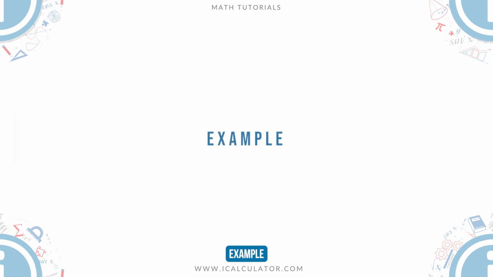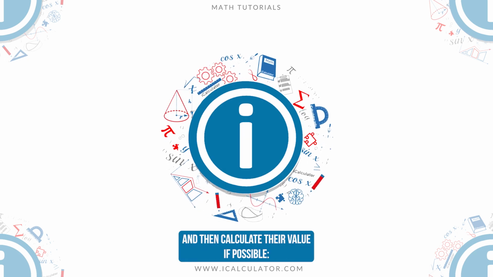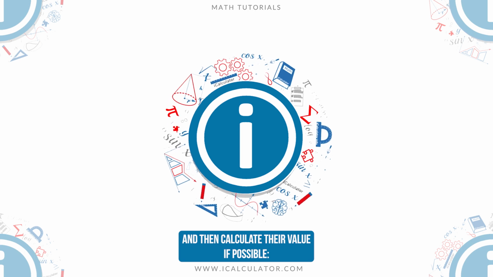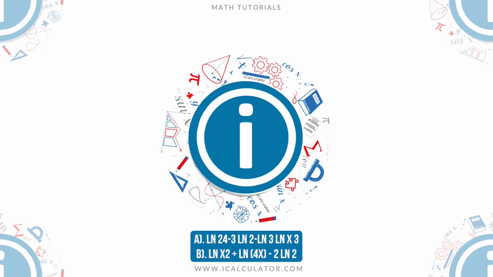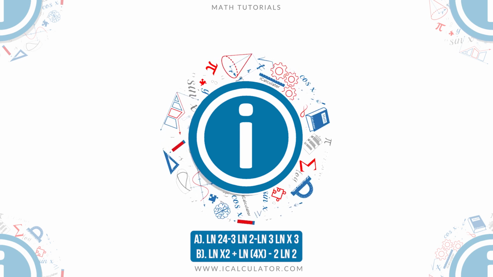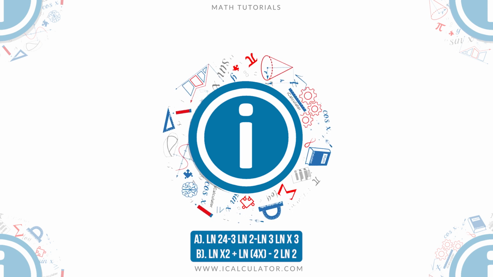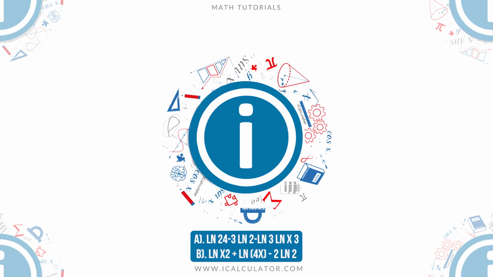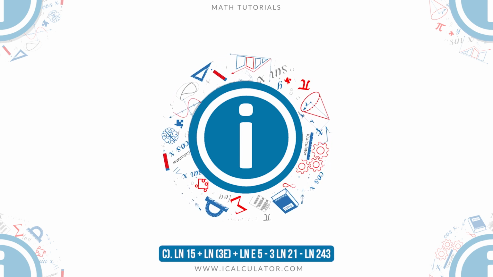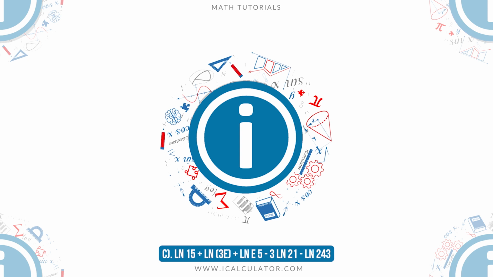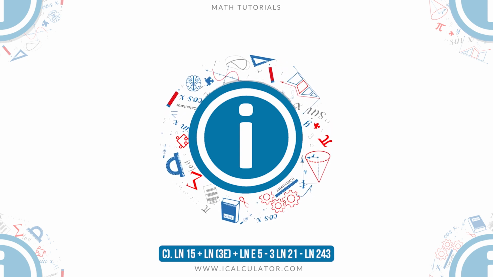Example. Write the following expressions in the simplest form and then calculate their value if possible. A. ln 24 minus 3 ln 2 minus ln 3. B. ln x over 3 minus ln x squared plus ln 4x minus 2 ln 2. C. ln 15 plus ln 3e plus ln e over 5 minus 3 ln 21 minus ln 243.